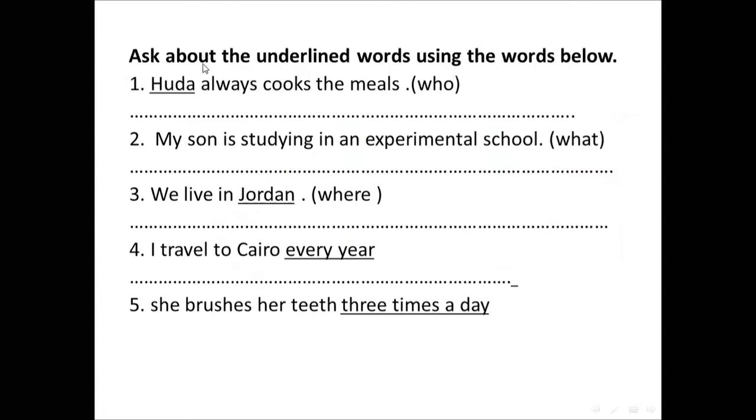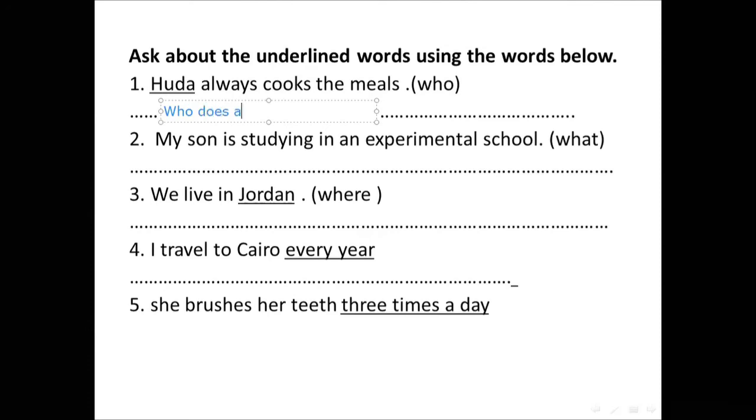Now here we want to do this exercise. Ask about the underlined word using the words below. Here we want to use who, because we use who if we want to ask about the subject. So we want to omit Huda, because I want to ask about her and start my question with who. Now after who we have to use the helping verb. Look at the sentence in the present, cooks. Here we use does.